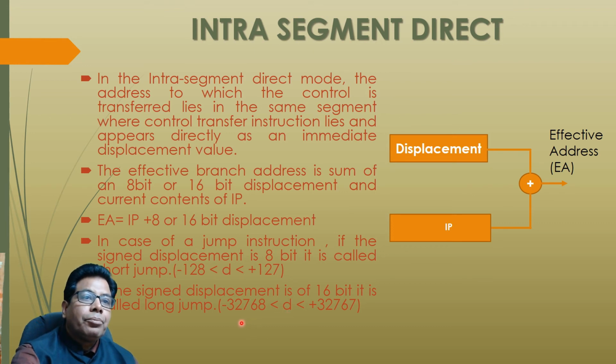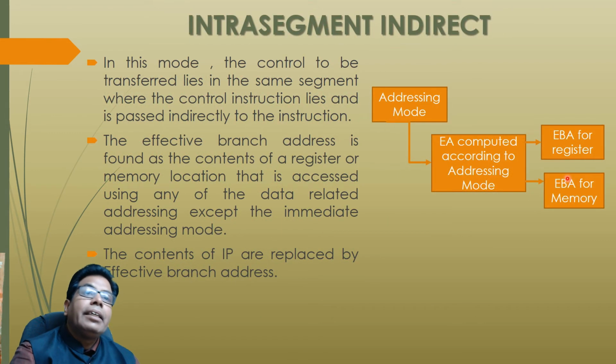So this is the intrasegment direct addressing. The displacement and IP are added to form the effective address, and that will be combined with the code segment to give the physical address for the jump instruction. Then next is intrasegment indirect. Now here in this mode, the control to be transferred lies in the same segment, because it is intrasegment, where the control instruction lies and is passed indirectly to the instruction.